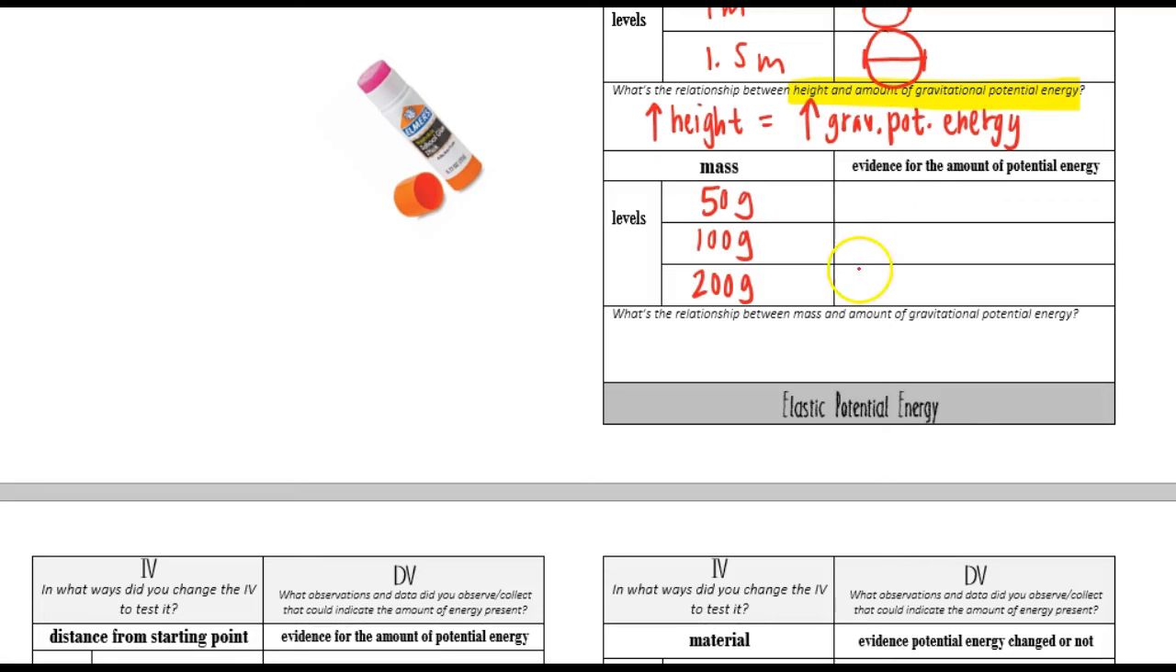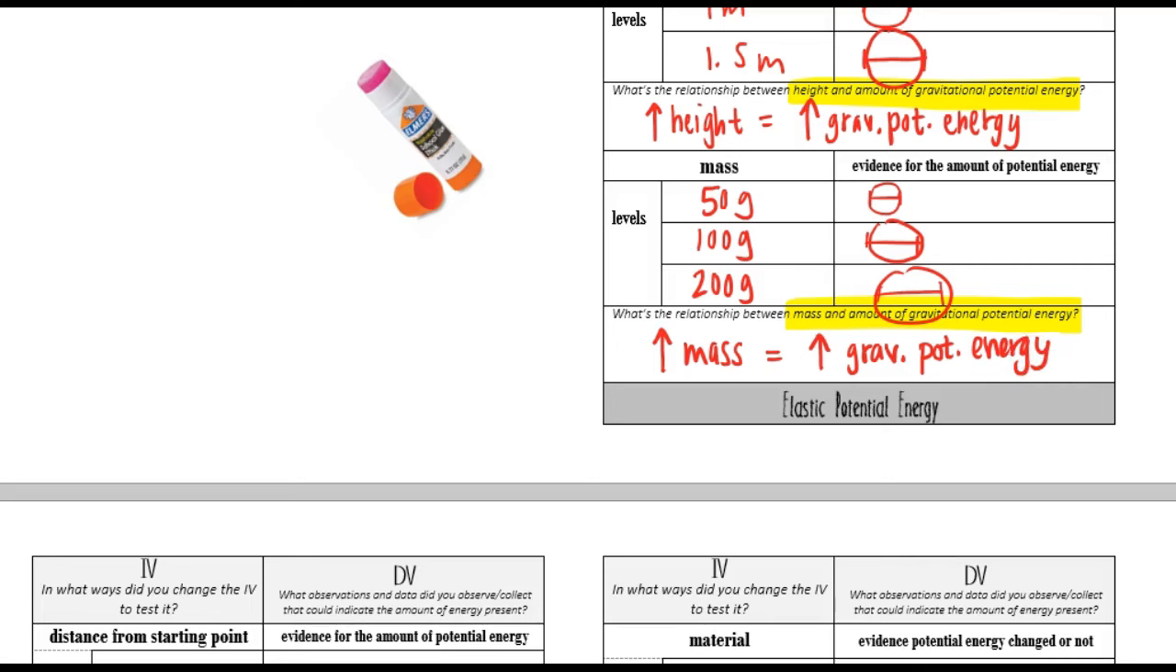Again, you were measuring the diameter of the impact site, and whatever it was, you probably noticed that for each mass, the diameter got increasingly larger. So this relationship question is between mass and the amount of potential energy. You should have noticed, very similar, that as mass increases, there's an increase in gravitational potential energy.